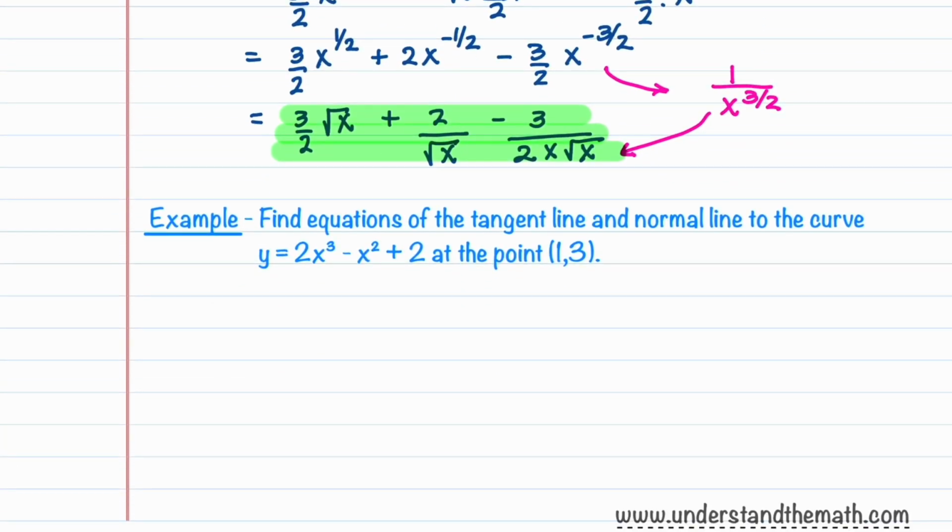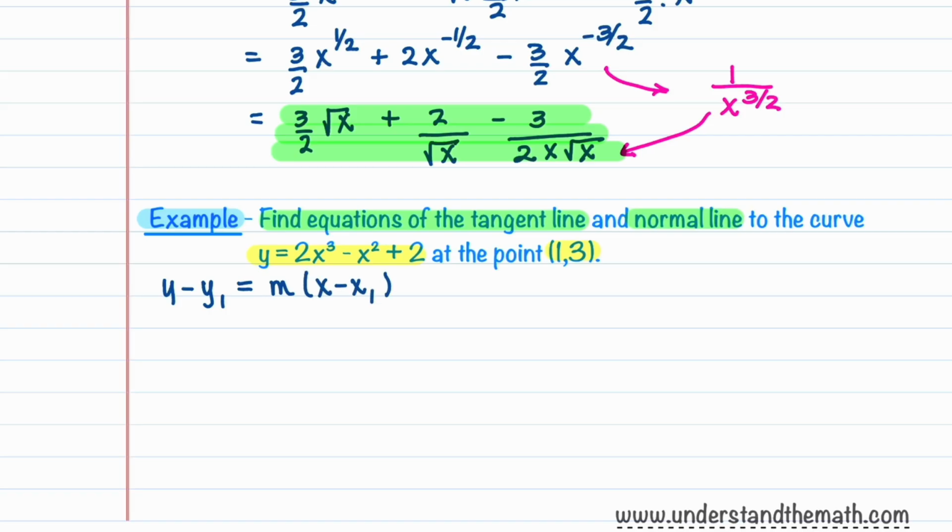The last example that we are going to look at is an application example. In this example, we are going to find equations of the tangent line and the normal line to the curve y is equal to 2x cubed minus x squared plus 2 at the point (1, 3). I'm going to start by finding the equation of the tangent line, and let's write down what that equation looks like. That equation looks like y minus y1 is equal to the slope times x minus x1.